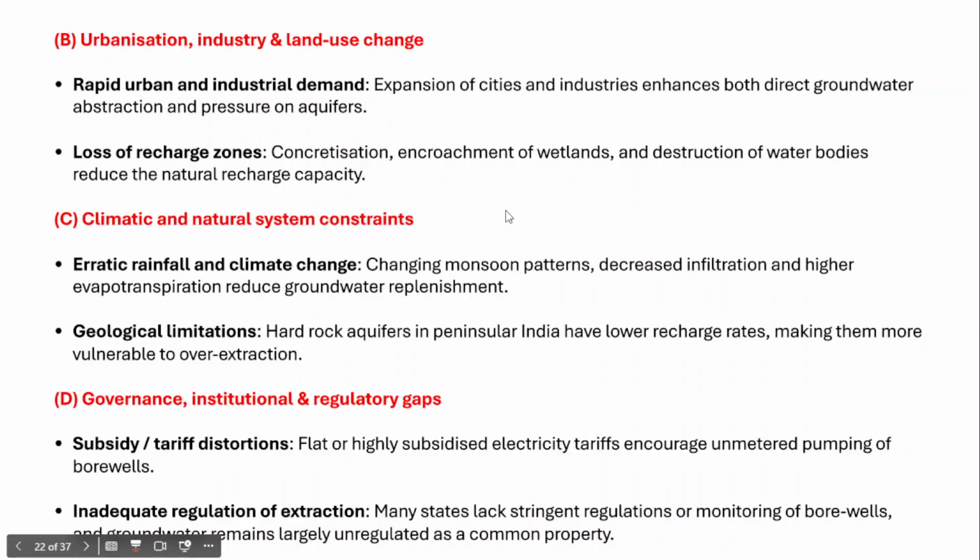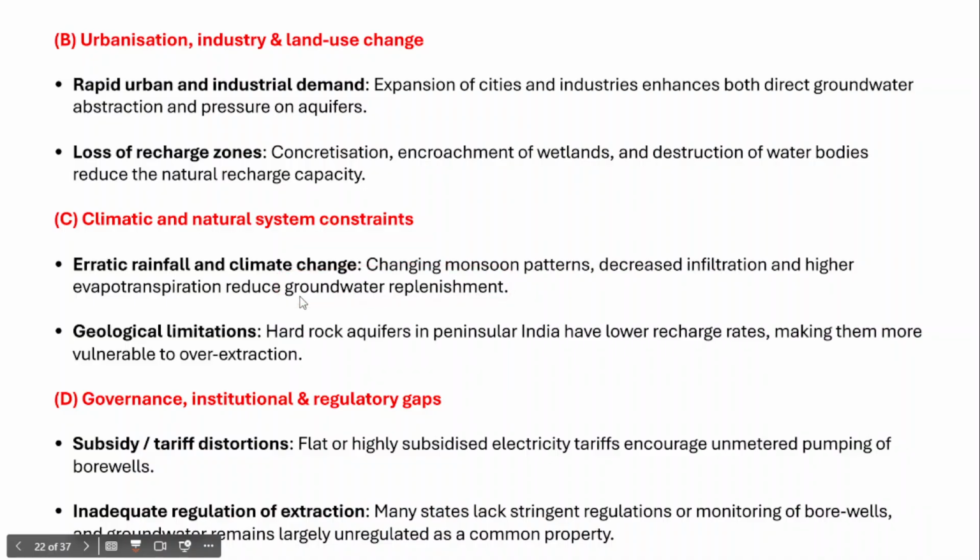And then the climatic and natural system constraints should also be discussed here. Because of climate change, there is a change in rainfall patterns. We can call this an erratic rainfall pattern. For example, if you observe the monsoon, the monsoon patterns have been changing over a period of time, and there is a decreased infiltration of water, a decreased seepage of water because of concretization and encroachment of wetlands and floodplains. Right, so higher evapotranspiration. All these factors have been reducing the groundwater replenishment as well.